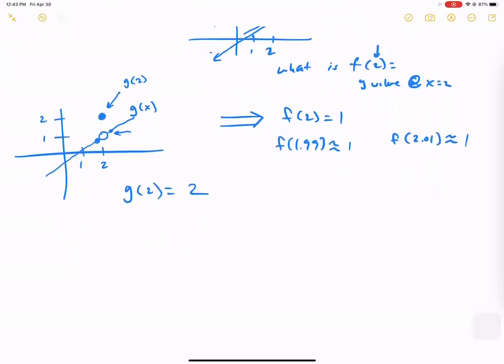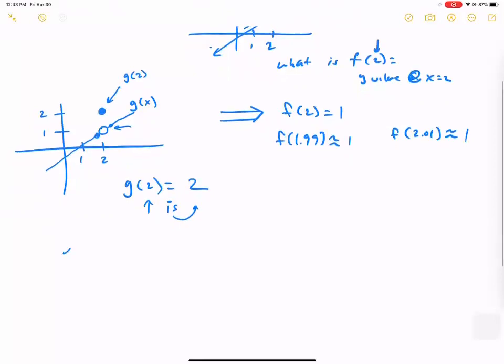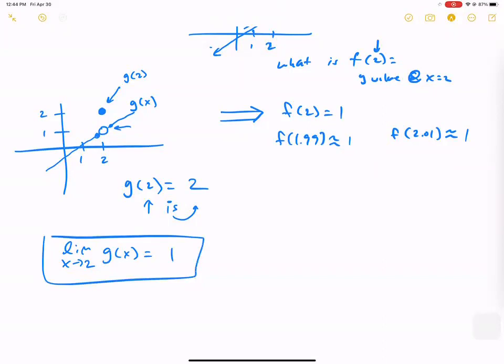So the point here is that in math, we have specific ways of asking you questions. What is g of 2? Well, it is 2. We are at 2. But what should it have been? And here's our new type of notation. The limit as x approaches 2 of g of x is equal to 1. So this is our big takeaway today. This is our goal: to understand what I am writing in this new type of notation.